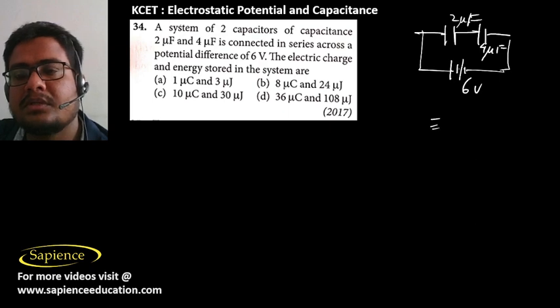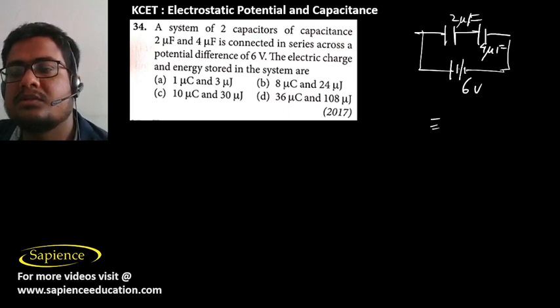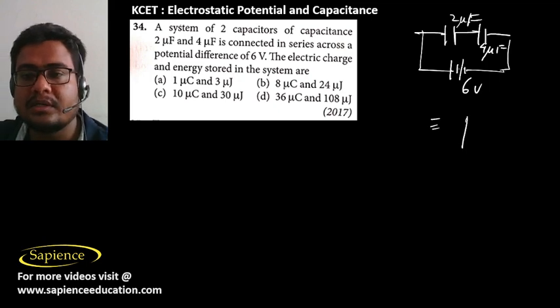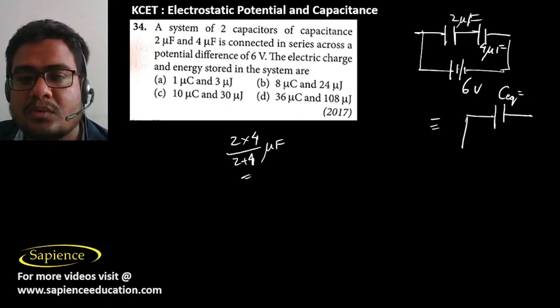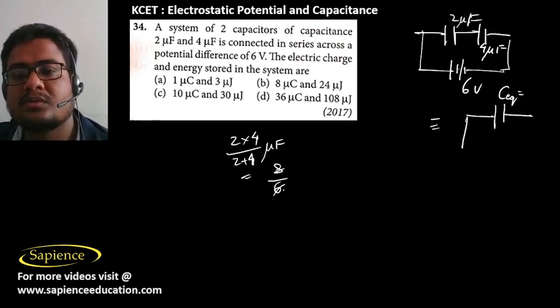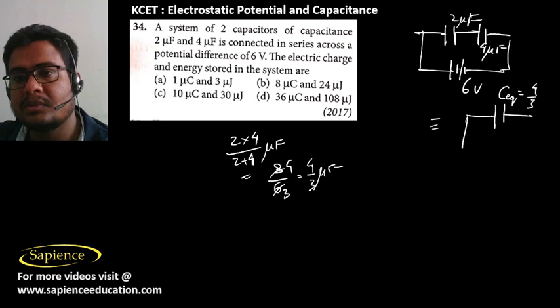Now these 2 capacitors which are in series can be equivalently replaced by a single capacitor having capacitance C equivalent, which is given as 2 into 4 by 2 plus 4 microfarad, which is equal to 8 by 6, that is 4 by 3 microfarad.